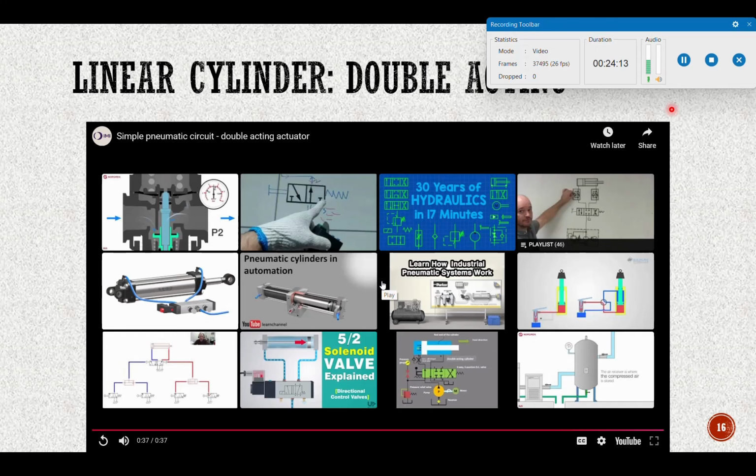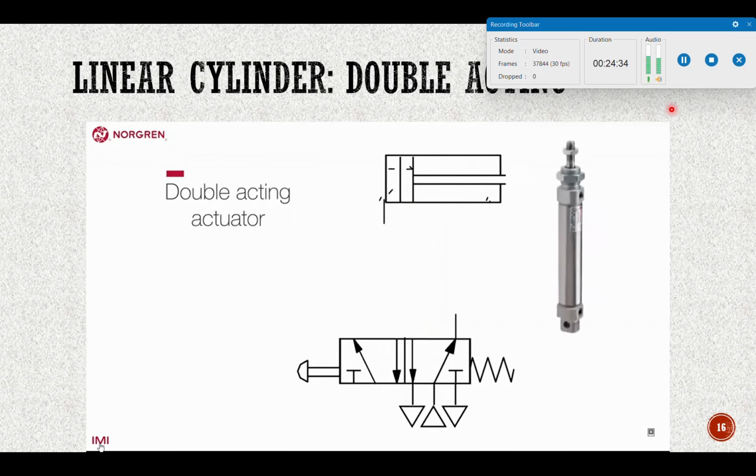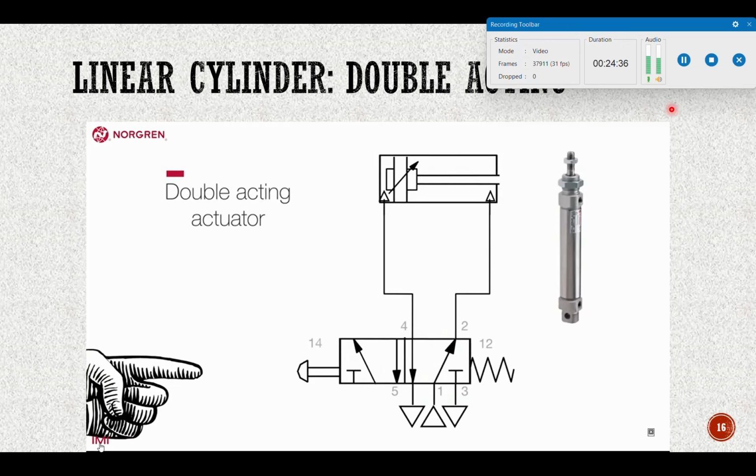So you can control, I mean, let's say you want that cylinder to extend fast but retract slowly. You can apply this type of cylinder, because we can control the motion. The second example uses a double-acting cylinder for each actuator.